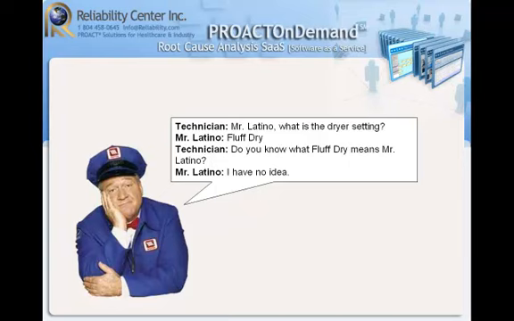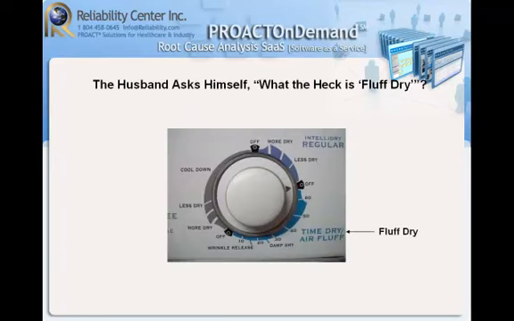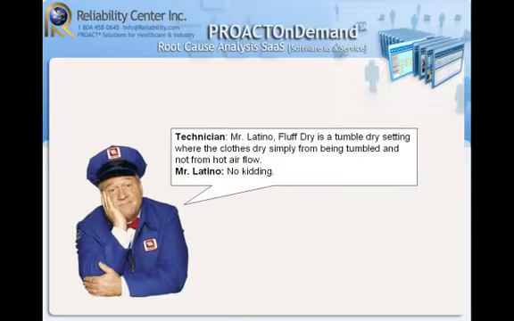The technician says, "Mr. Latino, what is the dryer setting?" And I replied, "Fluff dry." With a blind stare of my own, the technician says, "Do you know what fluff dry means, Mr. Latino?" I said, "I have no idea what fluff dry means." So I'm asking myself, what the heck is fluff dry? "Mr. Latino, fluff dry is a tumble dry setting where the clothes dry simply from being tumbled and not from the hot airflow." And I replied, "No kidding."